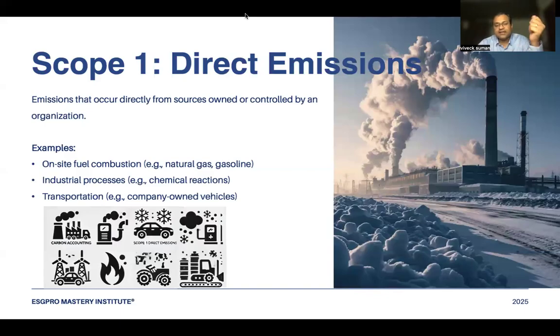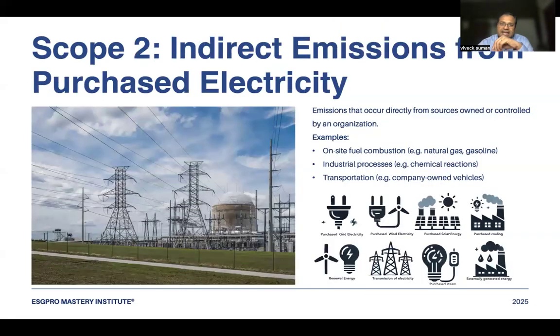Best example is refrigerators, air conditioners, and even centralized HVAC systems. All those emissions are part of fugitive emissions. Next, scope 2: indirect emission from the purchased electricity.